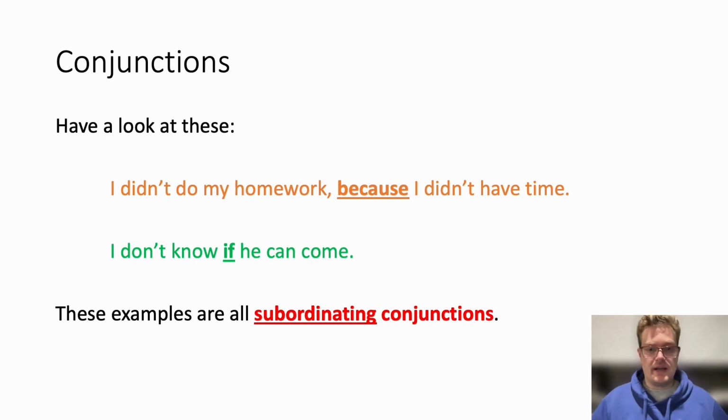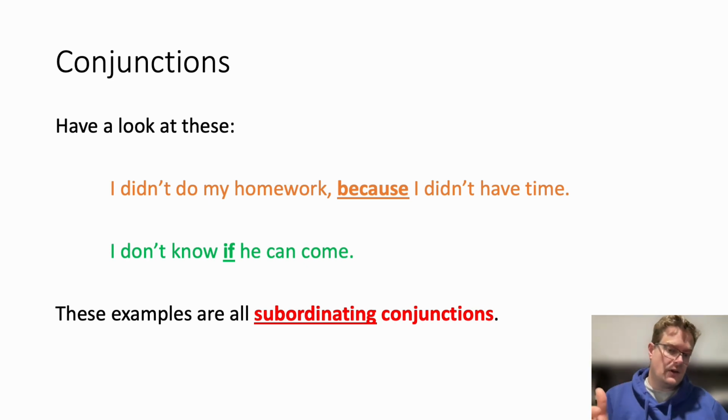So, because I didn't have time, that has to be in relation to something. You wouldn't say that as a sentence on its own without some kind of relevance to some greater context. So, I didn't do my homework because I didn't have time. I didn't do my homework is the important part. That's the actual topic we're talking about. That's your main clause. And then because I didn't have time is a subordinate clause. It's a kind of dependent clause that depends upon the context of not doing your homework.